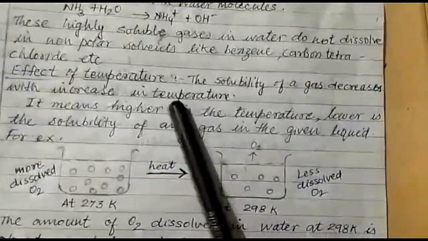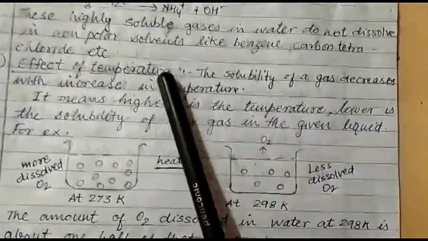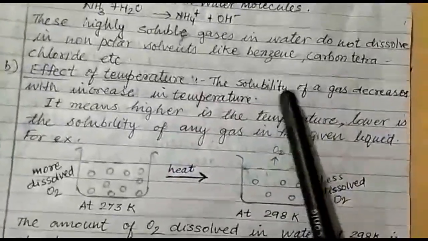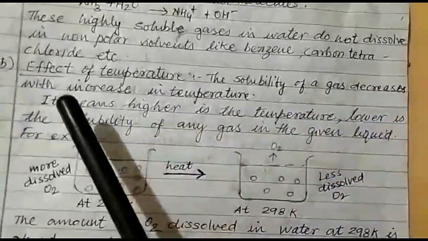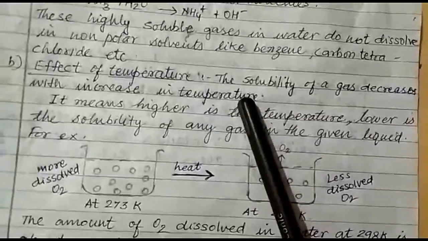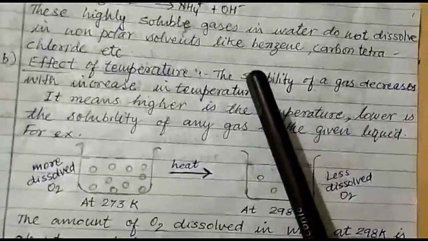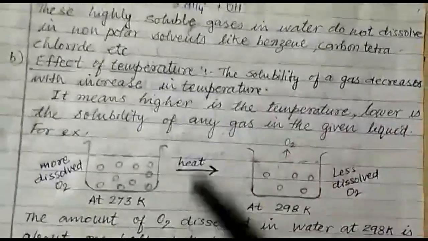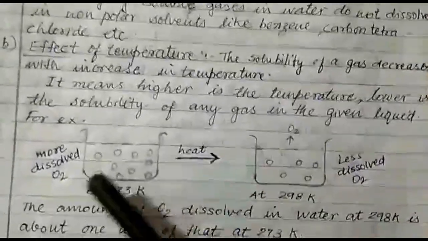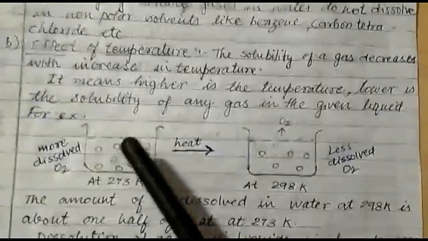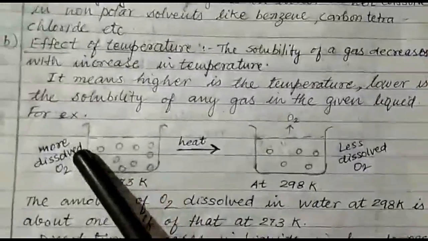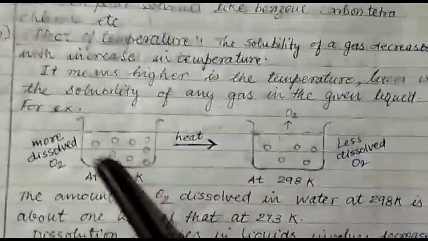Effect of temperature. Effect of temperature on what? Solubility of gas in liquid. Definitely, solubility of a gas decreases with increase in temperature. We have to associate it with Le Chatelier's principle. Let us see. First, understand this thing. Suppose we are taking oxygen dissolved in water at 273 Kelvin. In this case, we have more particles of oxygen here.